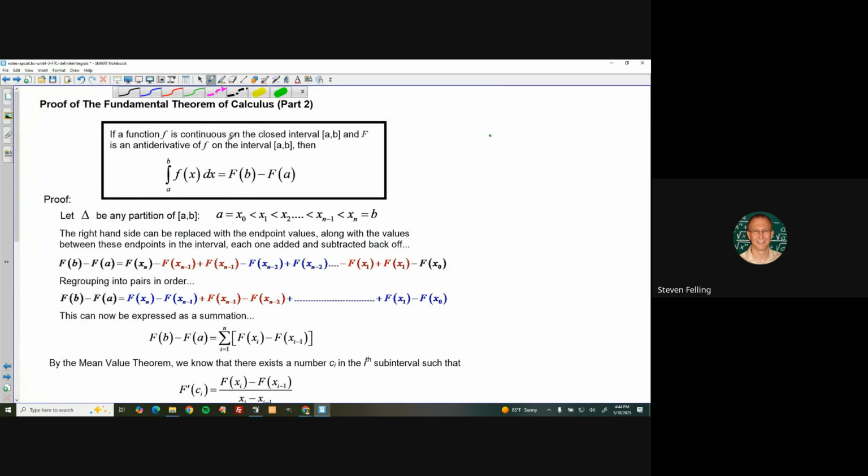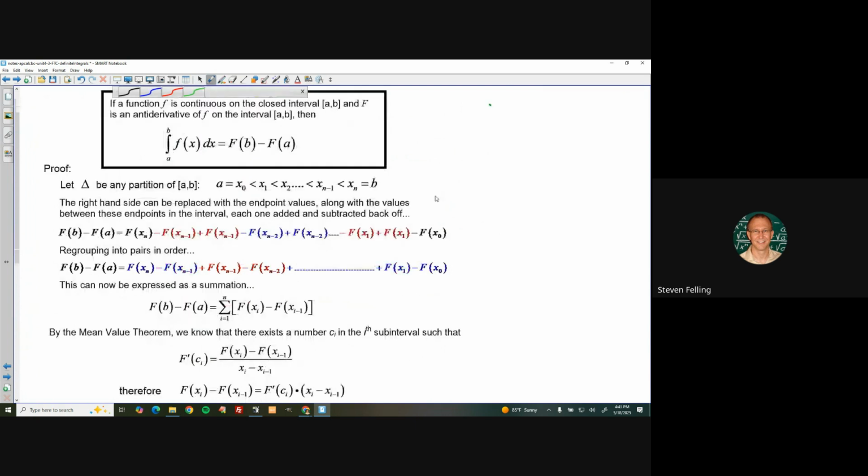If a function f is continuous on the closed interval from a to b, and capital F is the antiderivative of f on the interval from a to b, then the definite integral from a to b of f of x is equal to the antiderivative with the b plugged in minus the antiderivative of the a. Notice there's no restriction on what f can be as long as it is continuous everywhere in the interval. That is a condition that needs to be met. And we'll look at what happens when that's not true towards the end of the unit here.